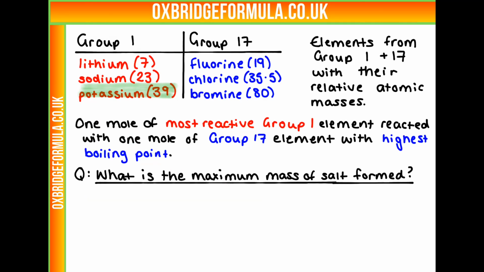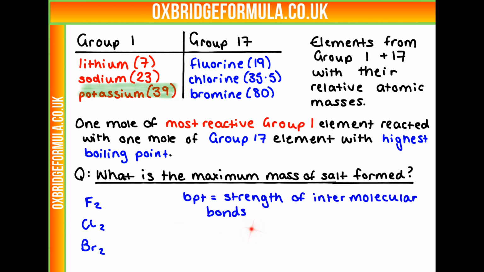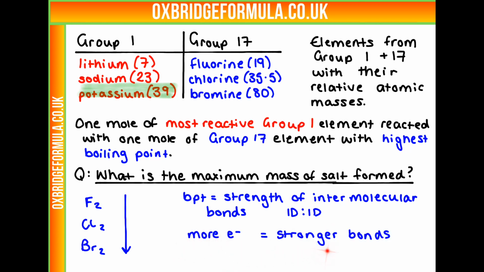Now let's look at what is the Group 17 element with the highest boiling point. We have fluorine, chlorine and bromine. What dictates boiling point? What means something has a higher boiling point? Well, it's all about the strength of the bonds in between the different molecules. And for these, this is going to be the induced dipole-induced dipole bonds between the two. And how do we get stronger ID-ID bonds? We need more electrons. More electrons mean stronger bonds, and we have more electrons going down the group as the atoms get bigger. Therefore, bromine is going to be the element with the highest boiling point.